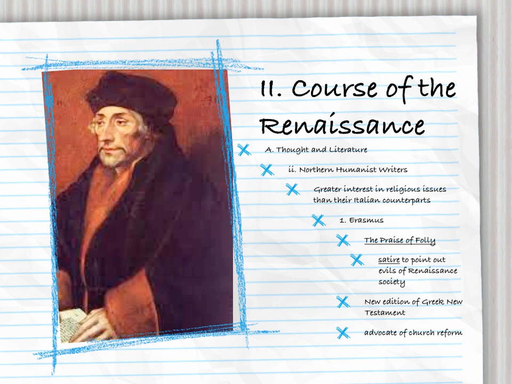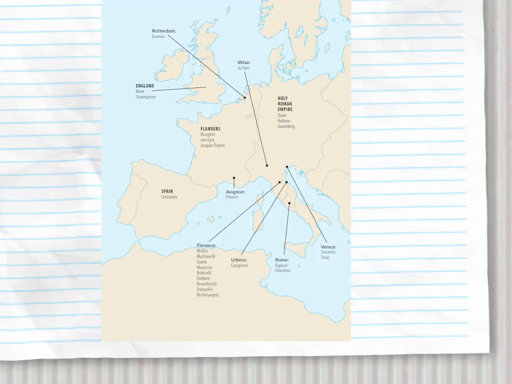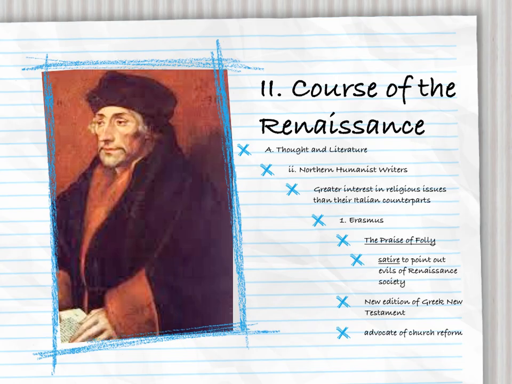Okay, so let's get to the northern humanist writers. When we're talking about northern, we are talking about not Italy, pretty much. We're talking about the Holy Roman Empire, so more like Germany. We're talking about England, the Netherlands. And these writers are going to have a greater interest in religious issues than their Italian counterparts.